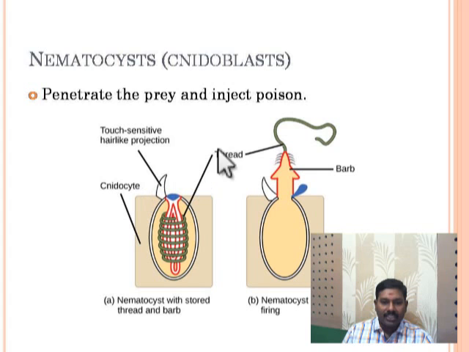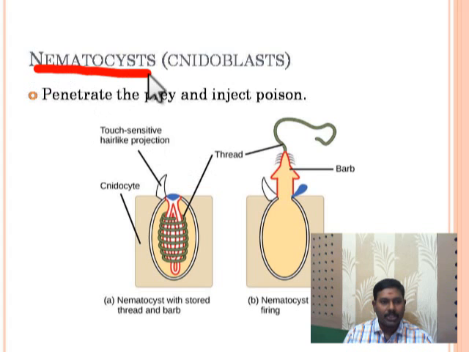These coelenterates are otherwise called cnidarians, because they possess cnidoblast or nematocyst. Therefore, they are called cnidarians. So you must know the other name of coelenterates, because a question may be asked using cnidarians. The phylum Cnidaria possesses which of the animals, like that they can ask. So you must know the other names.